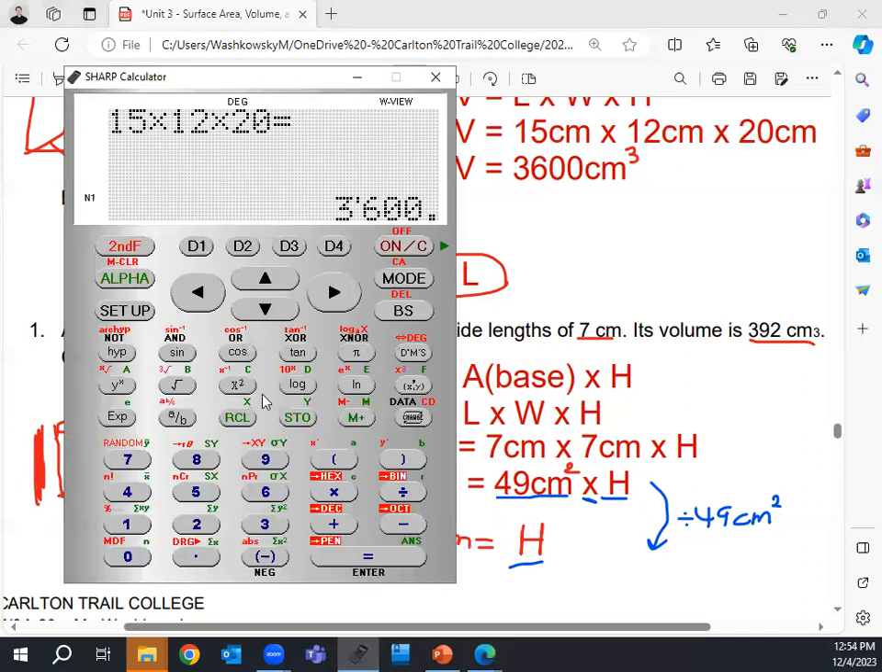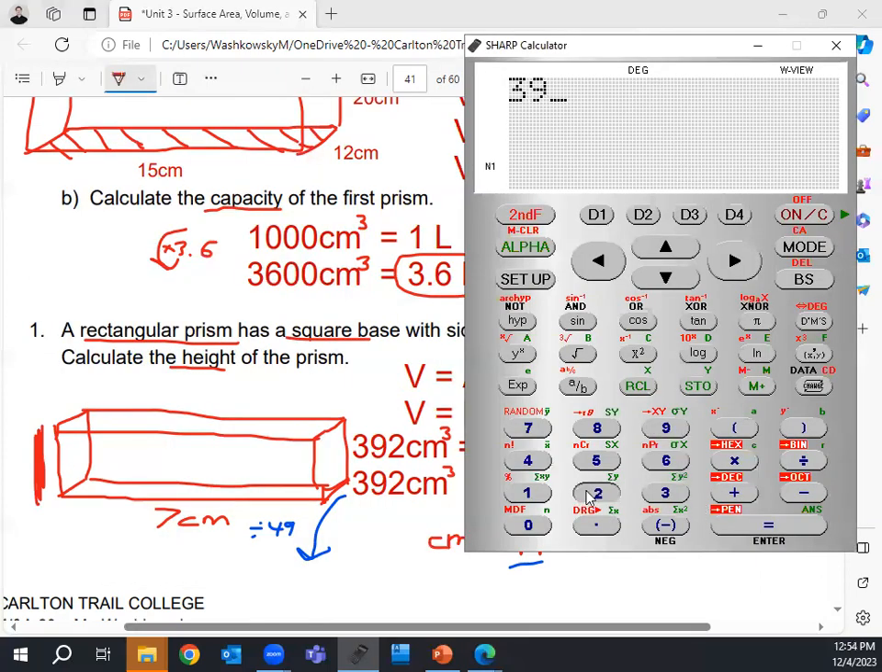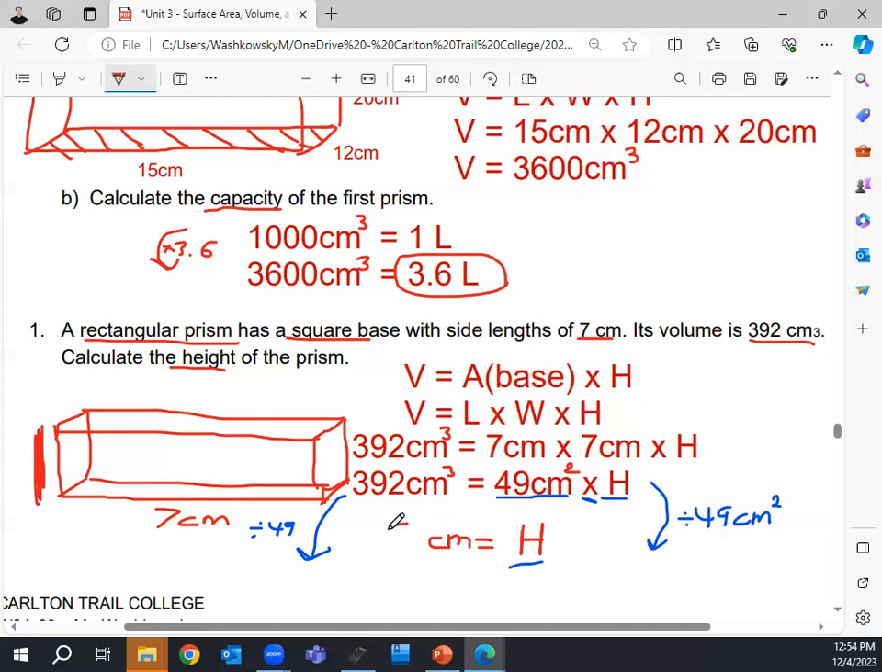And so now all I have to do is just do exactly what it said. What was that? Is that 392? I'm taking 392 cubic centimeters and dividing it by 49. It's going to be 8. So my answer is going to eventually end up being 8 centimeters.